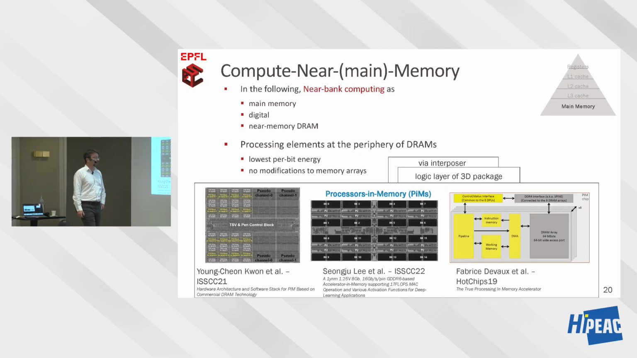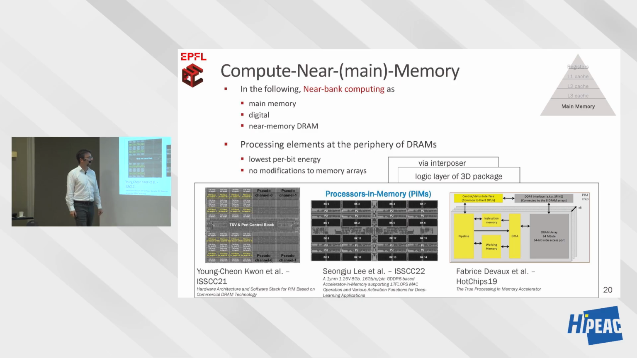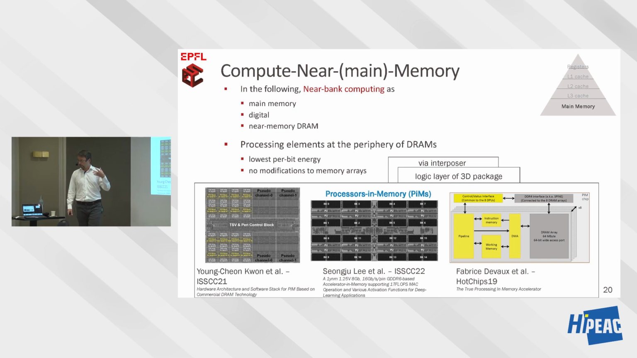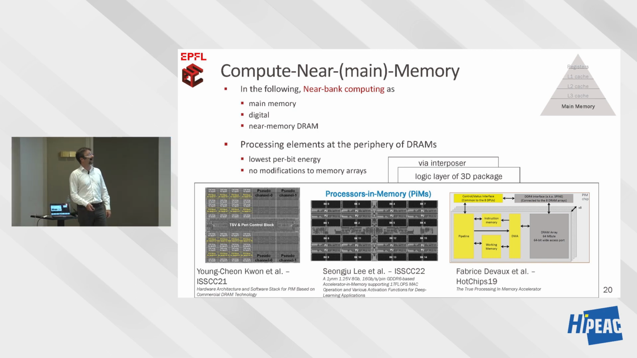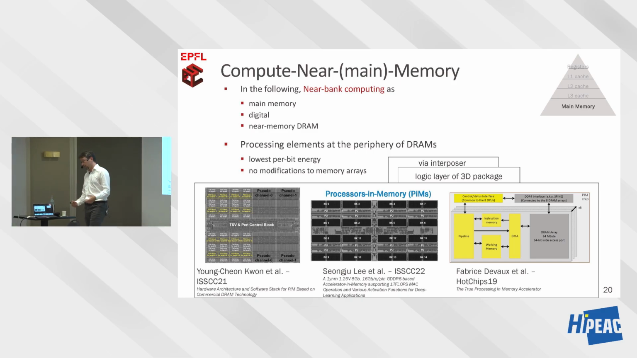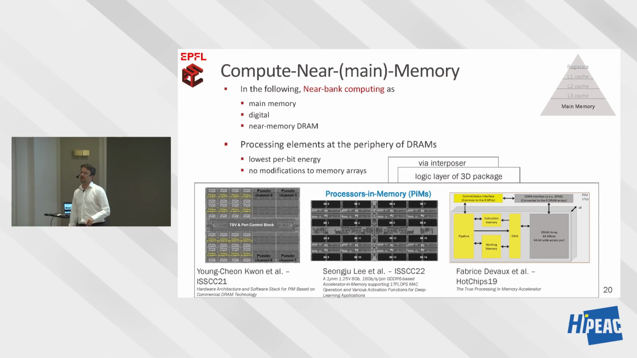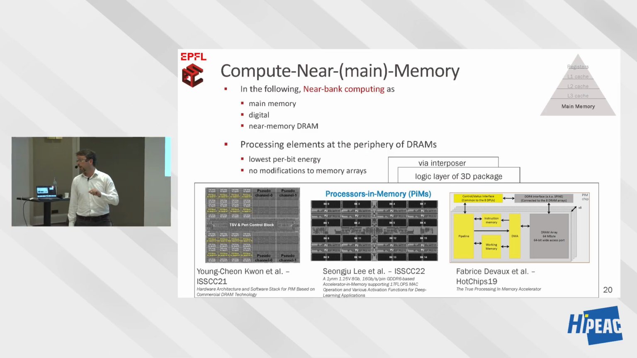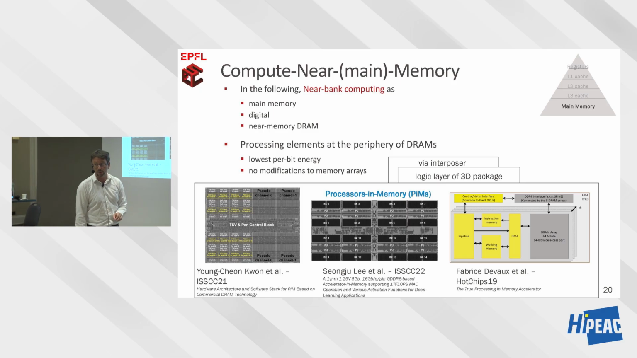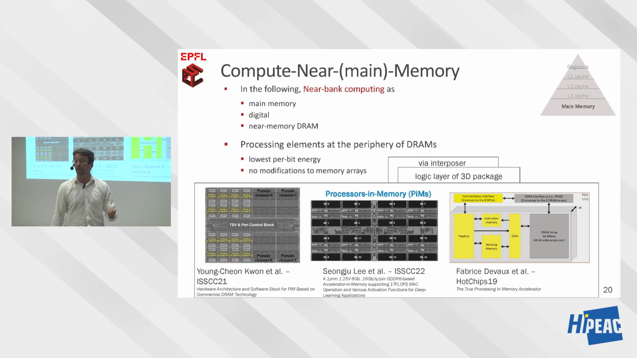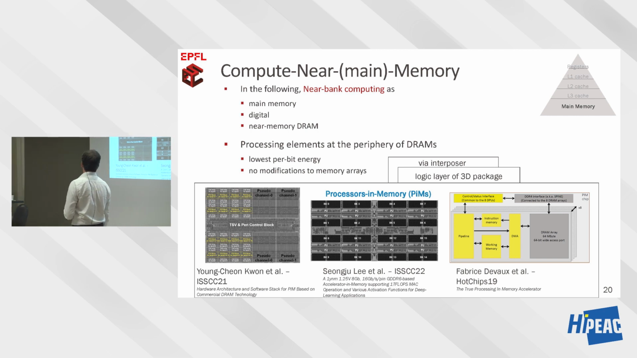And one final solution, which is getting a lot of traction, is having computing at the periphery of each bank. Why is it interesting? Because there are many, many banks in a DRAM chip. So in this way, you may have a lot of computational parallelism. On the other hand, you're not messing with the memory array itself, which is usually very optimized for a particular technology, and it takes a lot of convincing to have computation happen inside the memory arrays themselves.